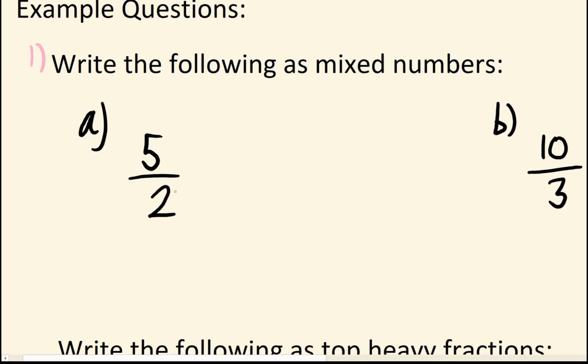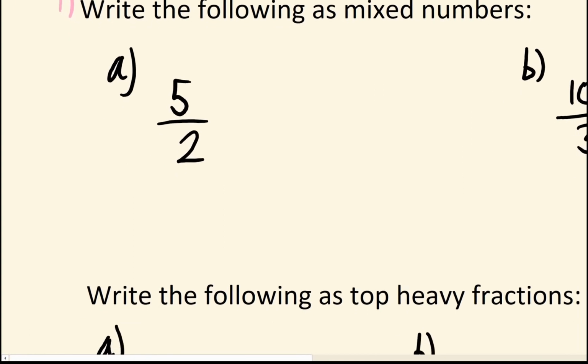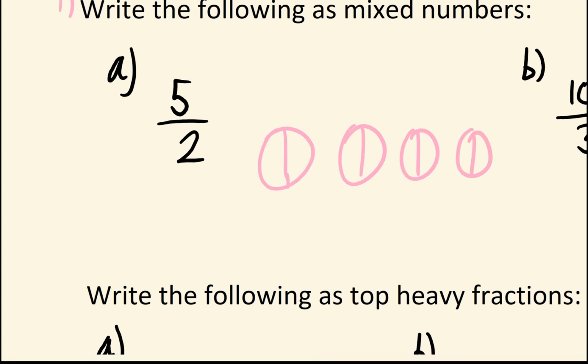Part A, we have 5 over 2. That means we've got 5 halves. If you get really stuck, best thing to do is just do a really quick sketch. So I have some circles and I want to divide them all into halves. Let's just do 4 for now just in case I need them all. And I've got 5 halves. So 1, 2, 3, 4, 5.